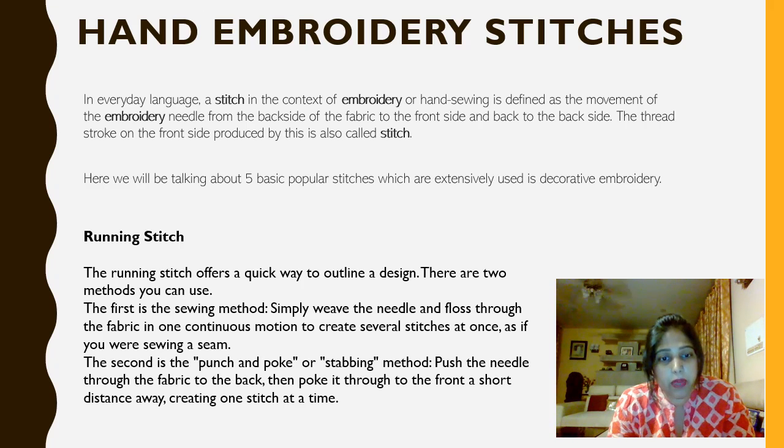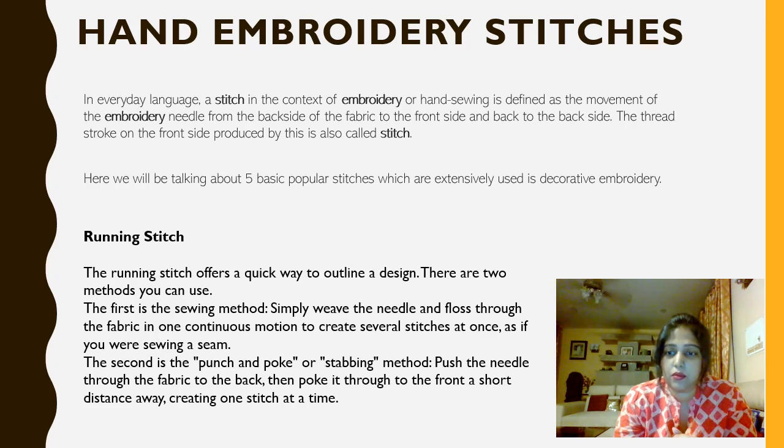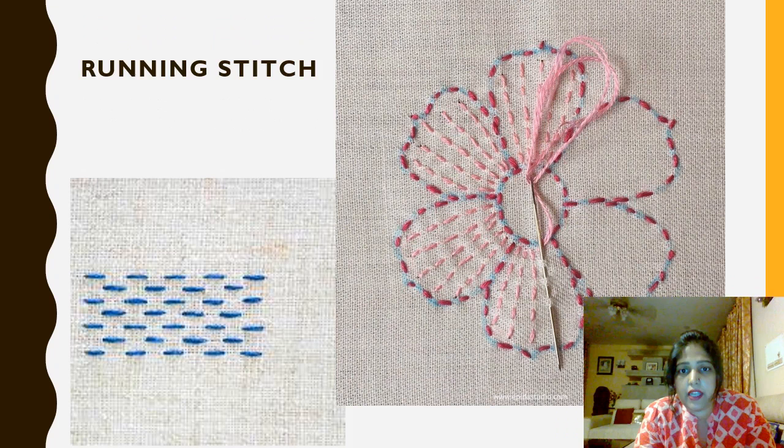The second is the punch and poke, or stabbing method. Push the needle through the fabric to the back and then poke it through the front a short distance away, creating a stitch at a time. For example, you can see on the next slide, this is an example of a running stitch.